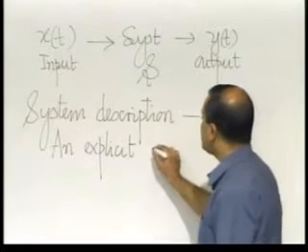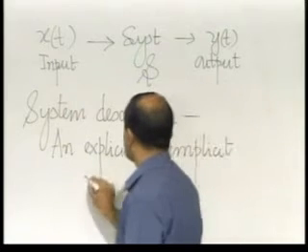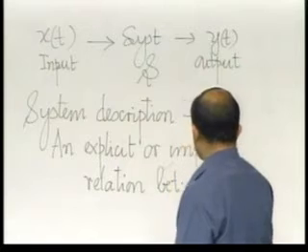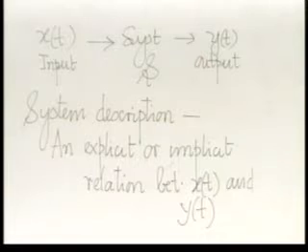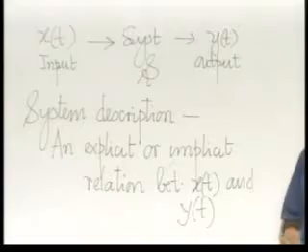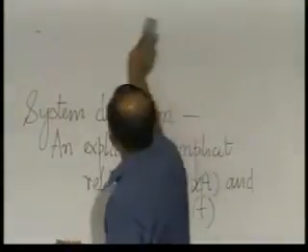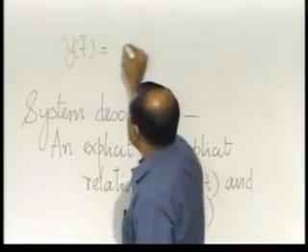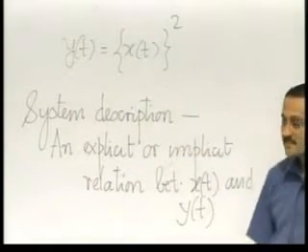An explicit or implicit relation between x(t) and y(t). Let's take examples of both. An explicit description, for example, y(t) is x(t) squared. That is an explicit description.